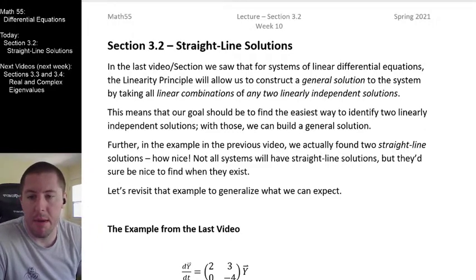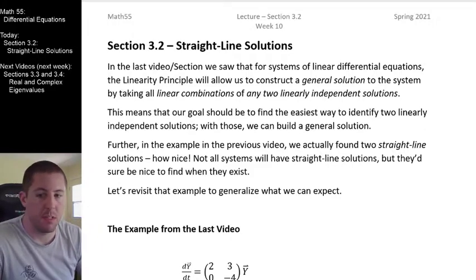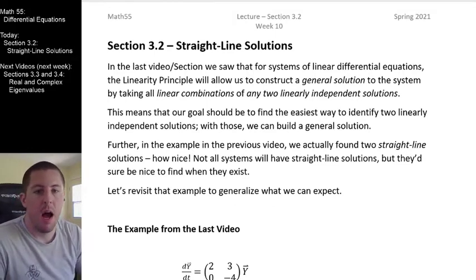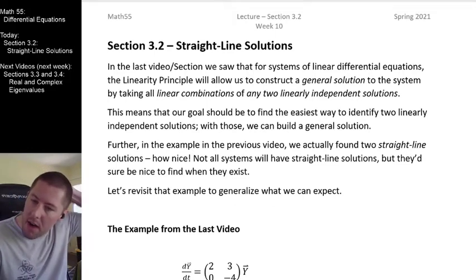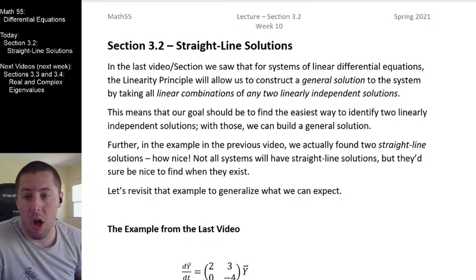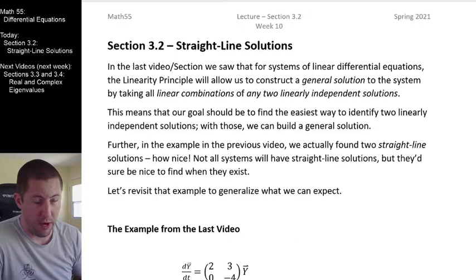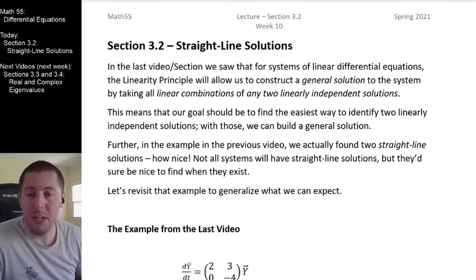We're going to look at that same example from the previous video for this week, for most of today. Our goal today is to figure out how we can avoid doing calculus at all to come up with general solutions to our systems of linear differential equations, by doing a little bit of linear algebra rather than a little bit of calculus.